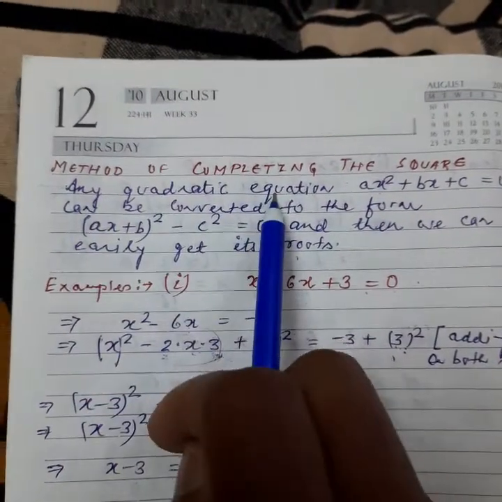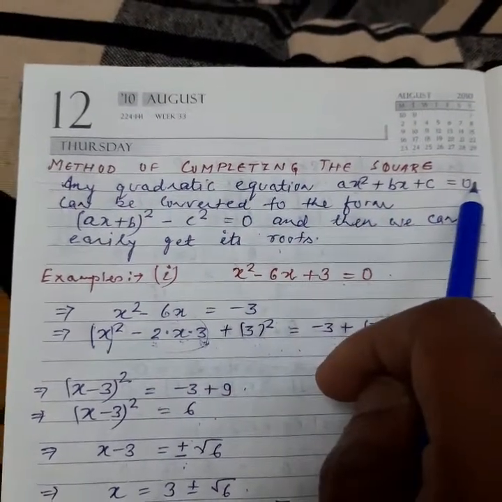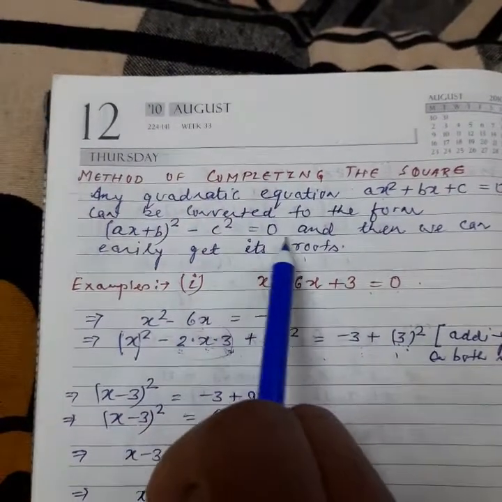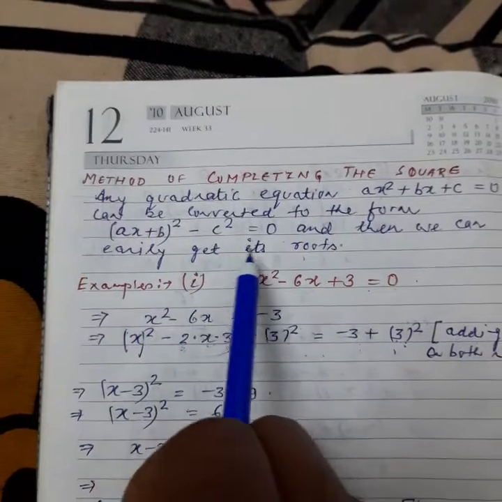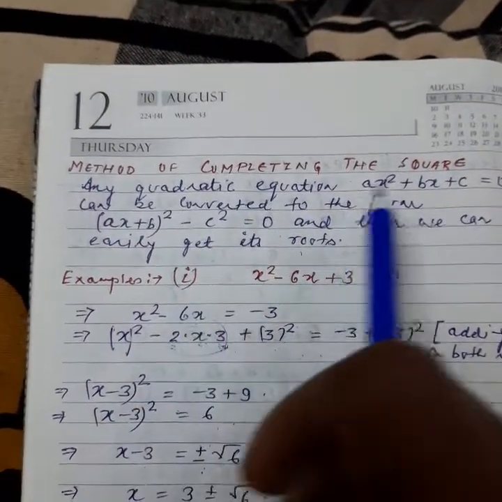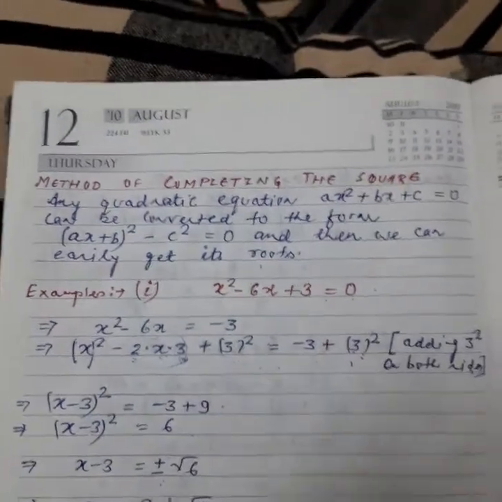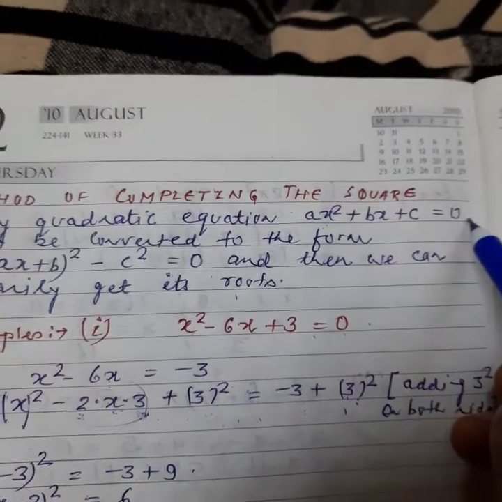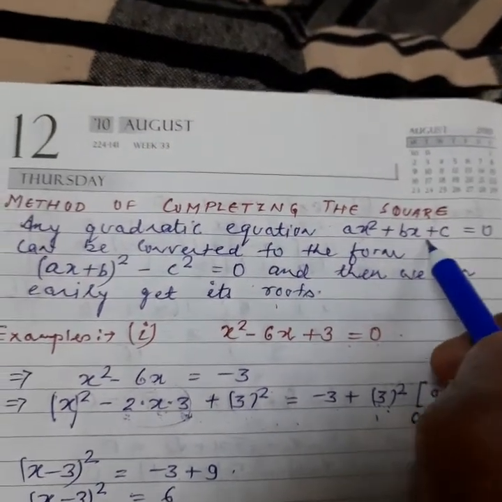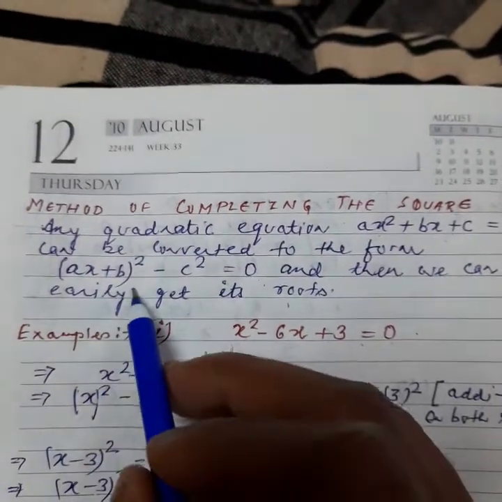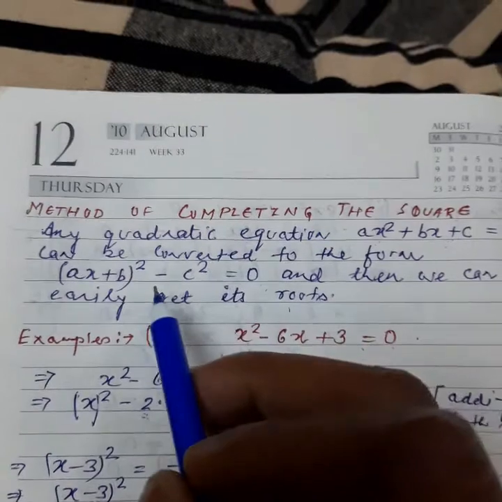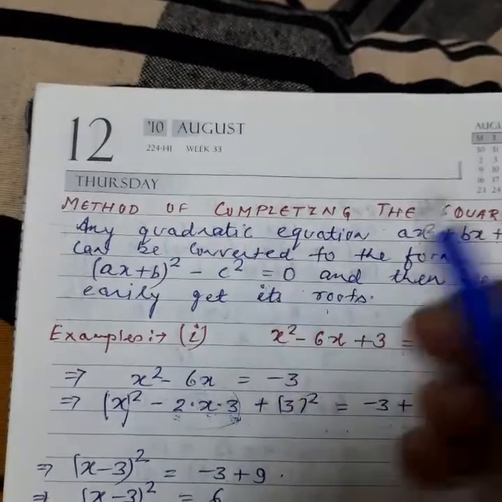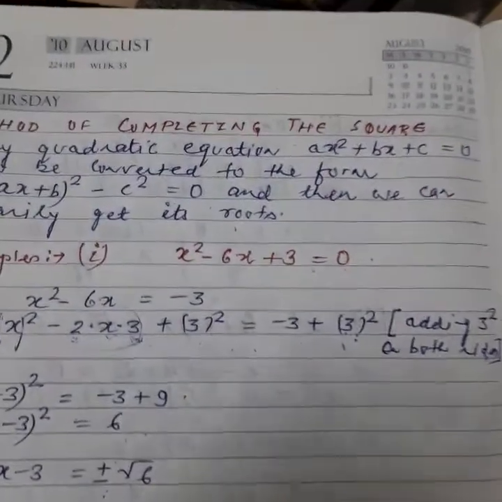Any quadratic equation ax square plus bx plus c equals 0 can be converted to the form (ax plus b) whole square minus c square equals 0, and then we can easily get its roots. Now this is the method of completing the square. What we need to do? Whatever equation ax square plus bx plus c equals 0 is given to us, we need to convert this equation in the form of (ax plus b) whole square minus c square, and after this we can solve it to get the roots. Let us understand this with a few examples.